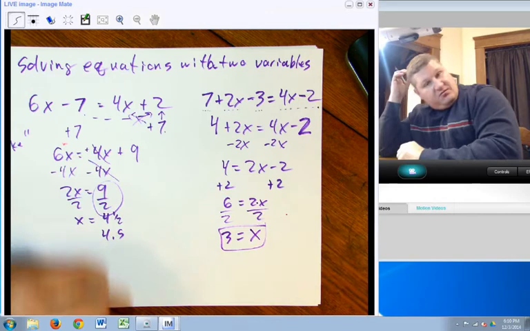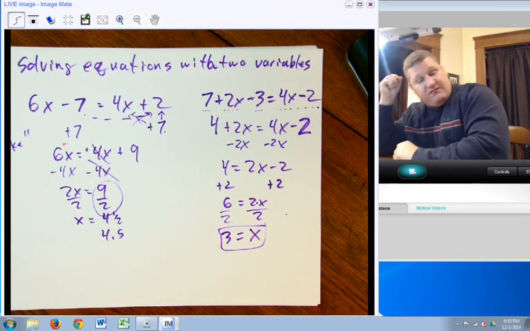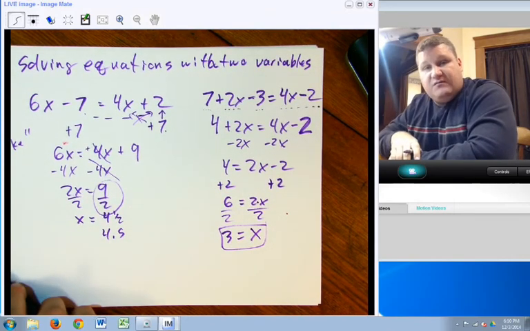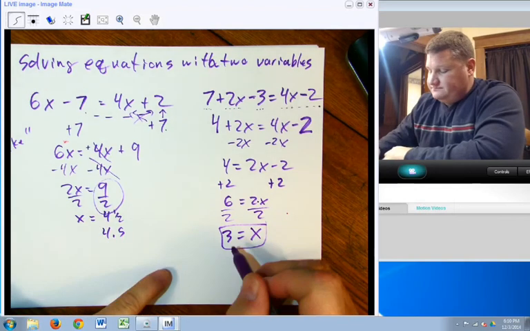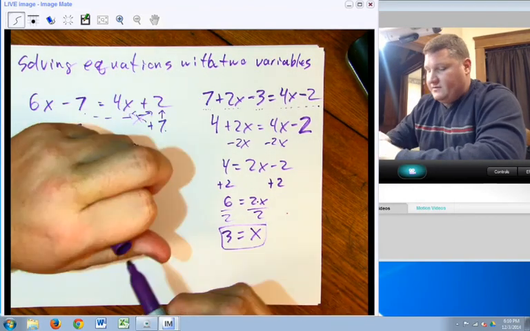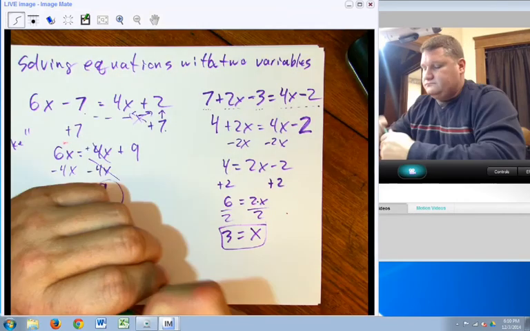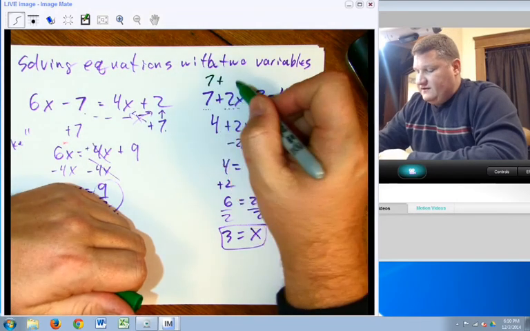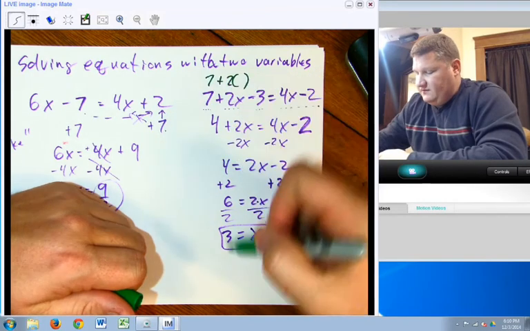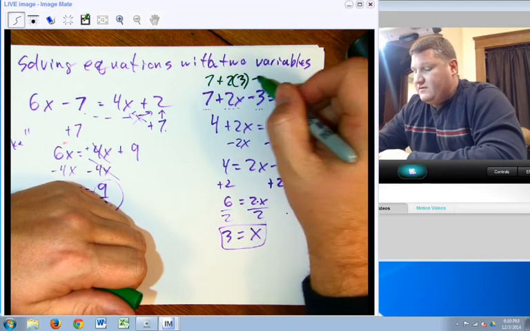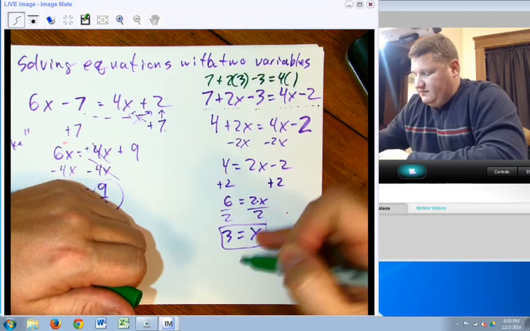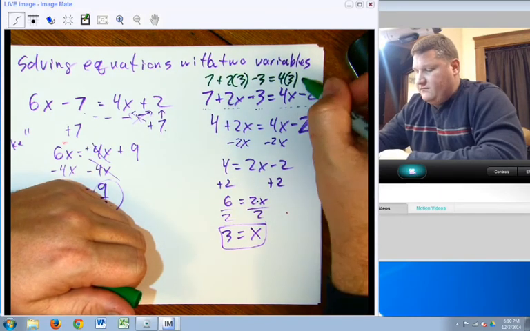Now, by the way, you can always check your solving. The way you can always check your solving is by plugging it back in. So if I go up here to the top, 7 plus 2 times, instead of x, let's put 3. Minus 3 equals 4 times 3 minus 2.